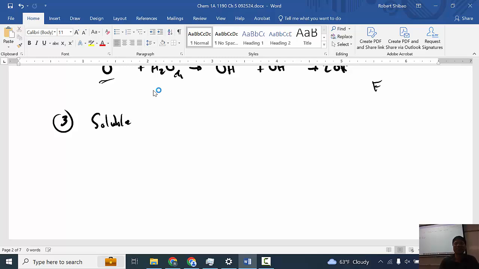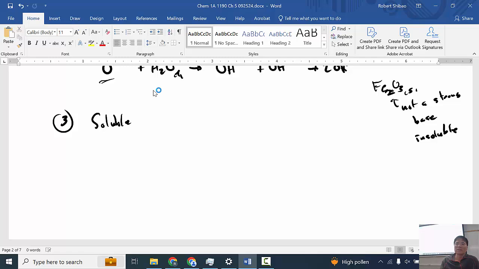What about rust, Fe2O3, solid? Would you consider this a strong base? No, this is not a strong base. Why? Because it's insoluble. It's an insoluble hydroxide.